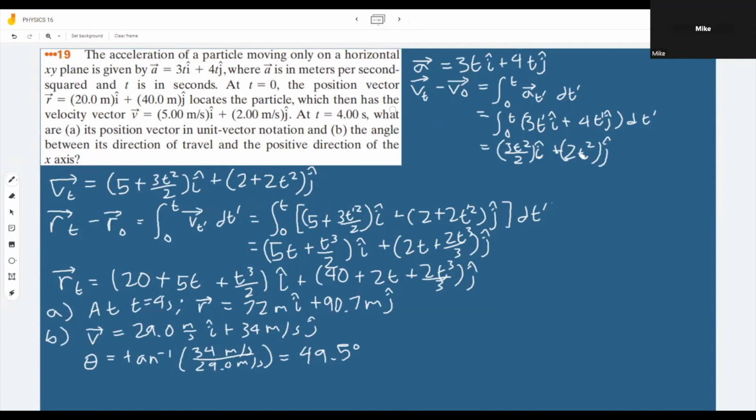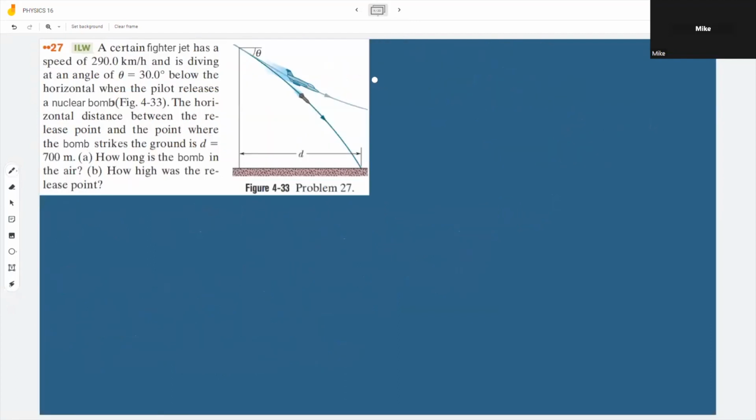O sige, yung next. A certain fighter jet at a certain speed is diving at an angle. Releases a nuclear bomb. Hmm. Okay, tas ano yung initial velocity nung bomb dyan? Tsaka initial position.